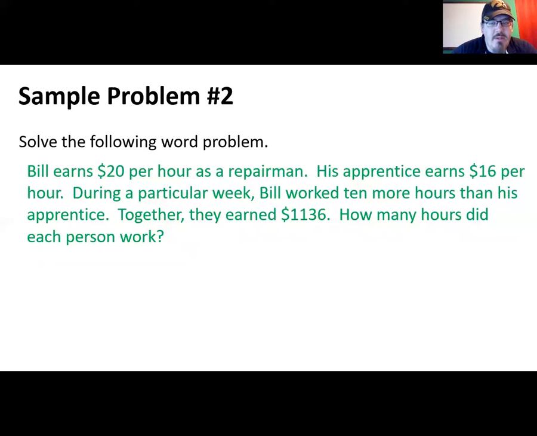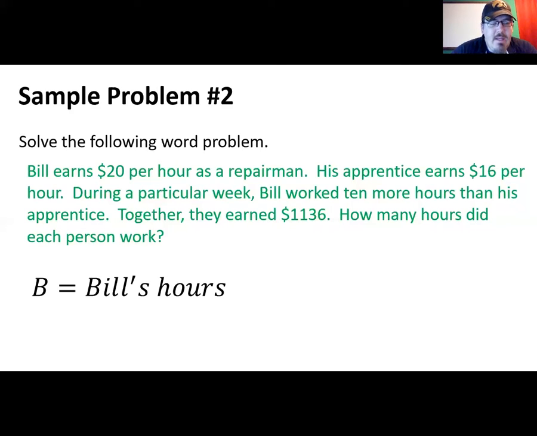So we're looking for the number of hours that Bill worked, and then we're looking for the number of hours that his apprentice worked. So again, we want to define our variable and figure out what that is first. And again, there's two variables happening. There's Bill and the apprentice. So we're going to pick one of them. So I'm going to go with B for Bill's hours.